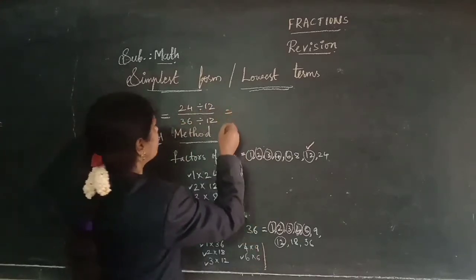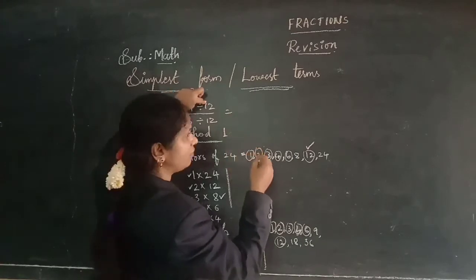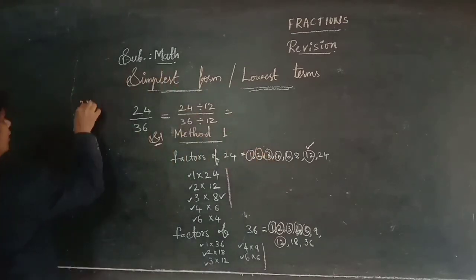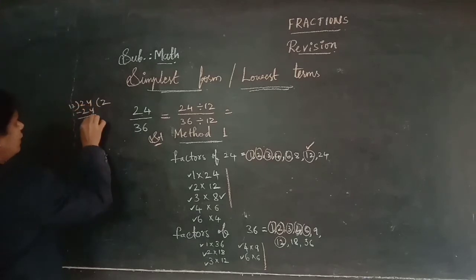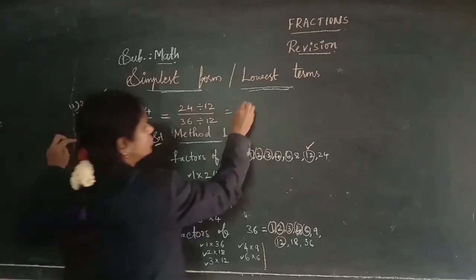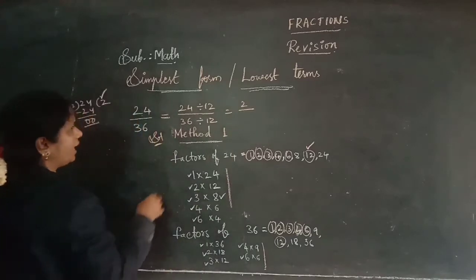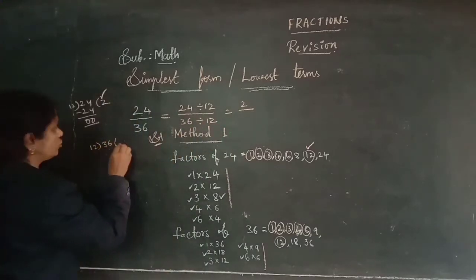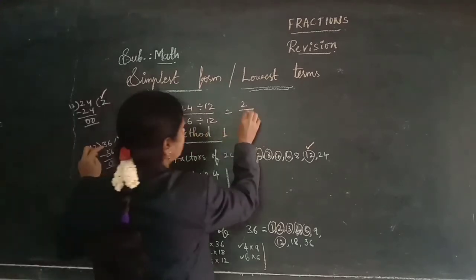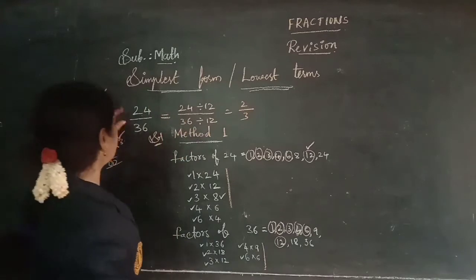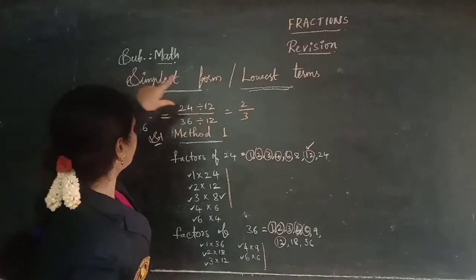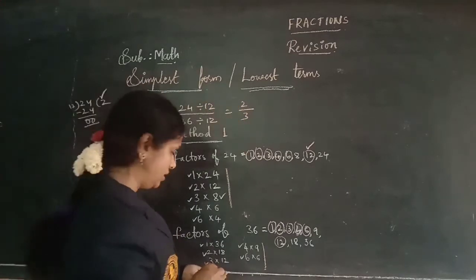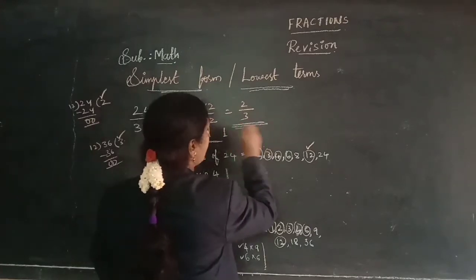When we divide 24 by 12, children, 12 twos are 24, so we get the quotient 2. And next 36 we are dividing by 12 again. 12 threes are 36, so we get 3 as the answer. So what is the simplest form of 24 by 36? 2 by 3, children. Okay. So this will be the answer.